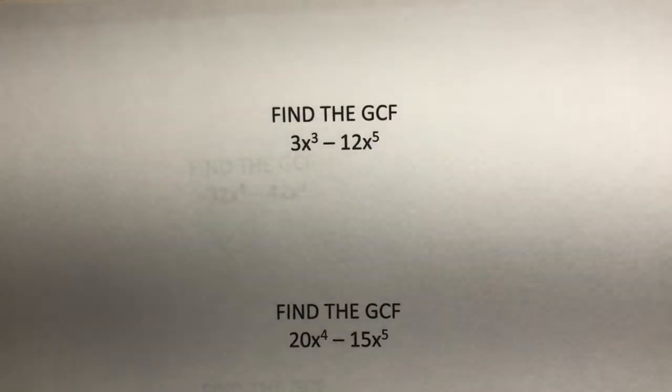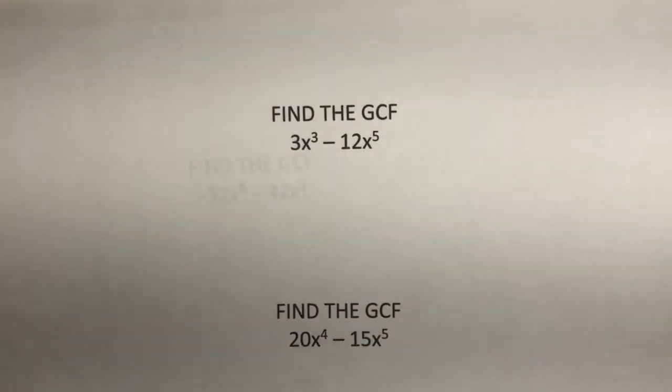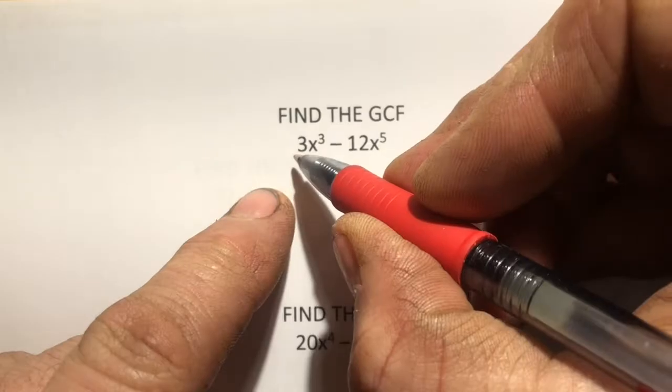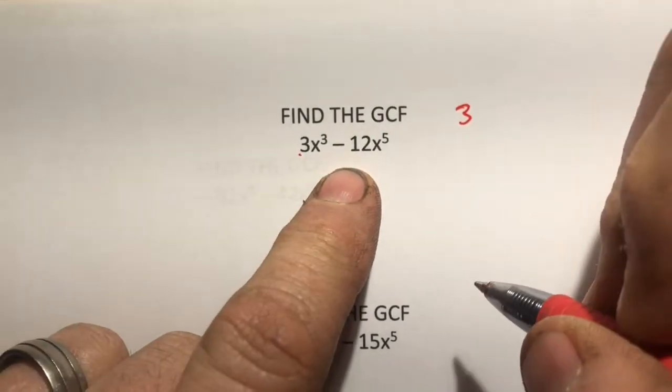All right, what do you have here? 3x to the 3rd power minus 12x to the 5th power. Okay. So first thing I look at here, my 3 and my 12. So I try the smallest, 3, and I see if 3 goes into 12. Well, it does. So 3 is part of my GCF.